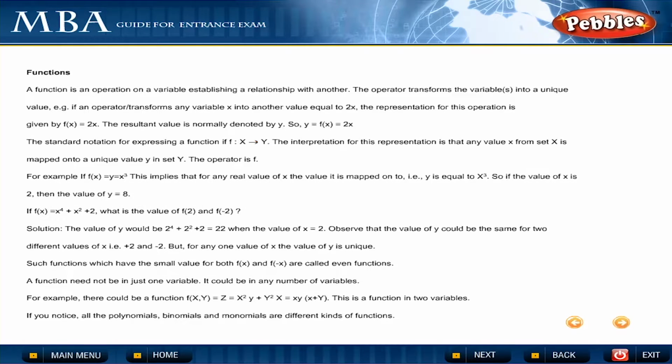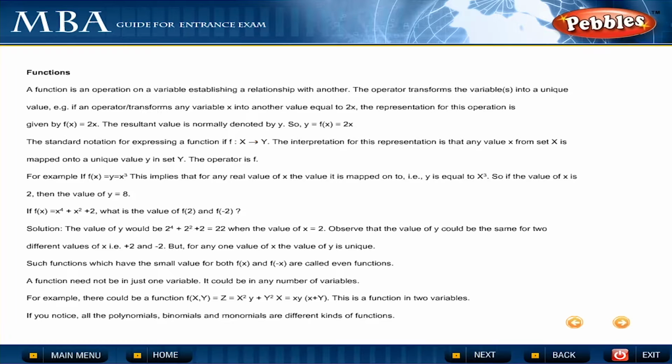Functions. A function is an operation on a variable establishing a relationship with another. The operator transforms the variable into a unique value. Example: if an operator transforms any variable x into another value equal to 2x, the representation for this operation is given by f(x) equals 2x. The resultant value is normally denoted by y. So, y is equal to f(x) is equal to 2x.